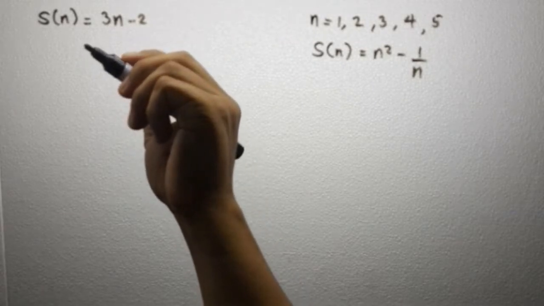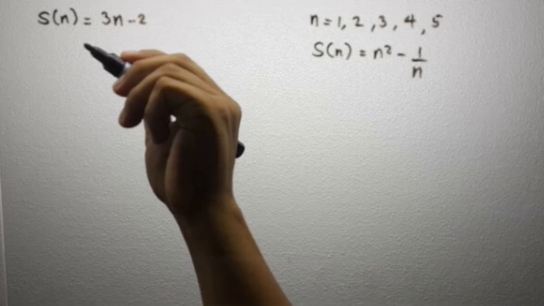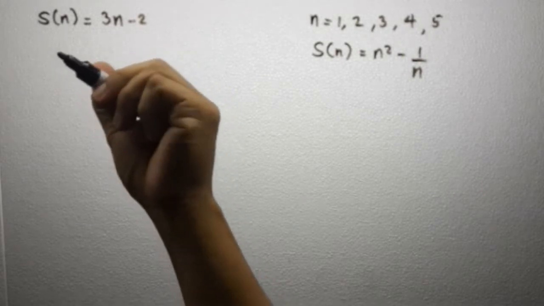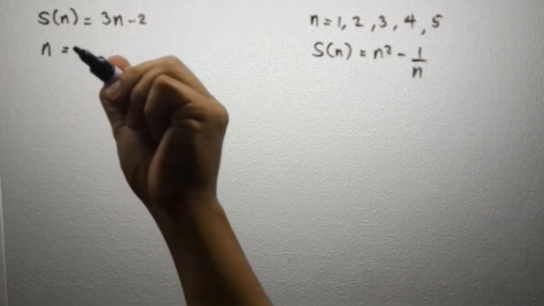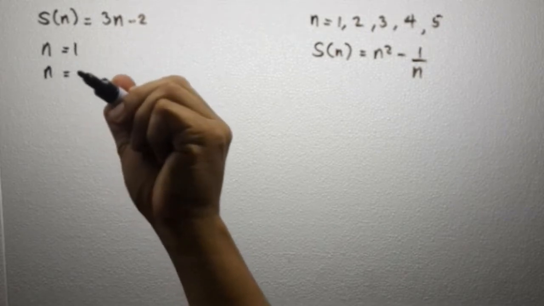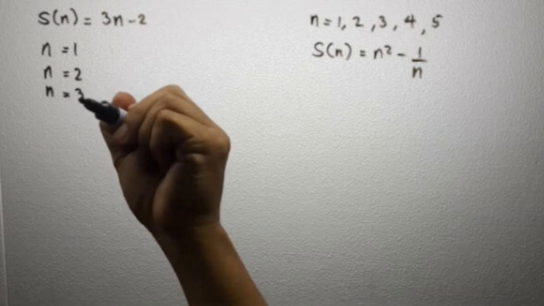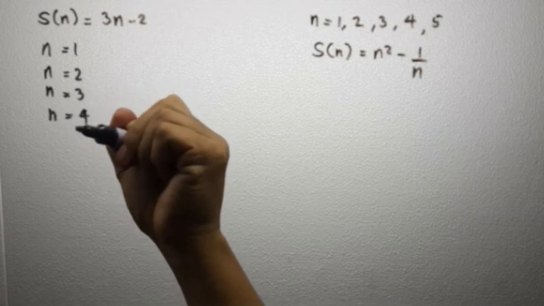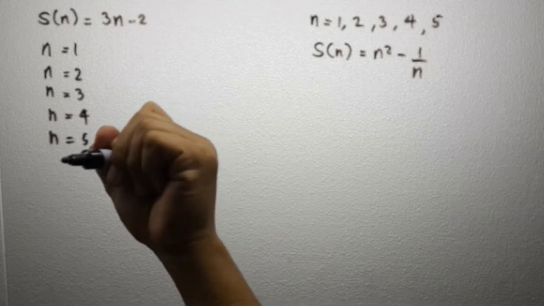In our example number 2, use the functional relation of S of n equals 3n minus 2, where n is a natural number, to write an infinite sequence. So S of n is equal to 3n minus 2. So you will give the values of n equals 1, n equals 2, n equals 3, n equals 4, n equals 5, and so on.